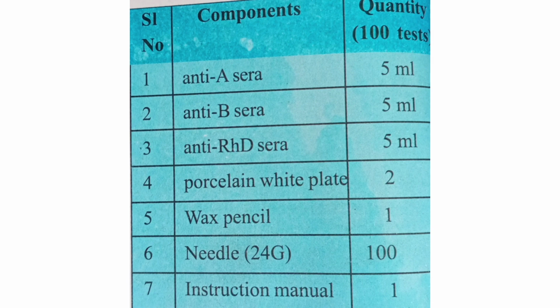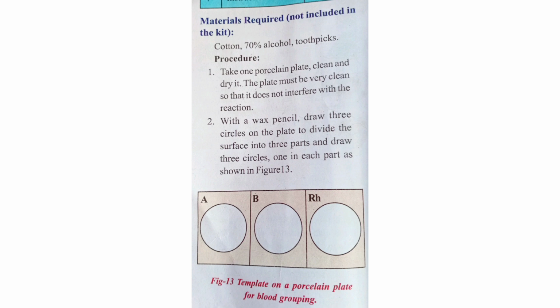Students, observe the table carefully. Procedure. First point, take one porcelain plate, clean and dry it. The plate must be very clean so that it does not interfere with the reaction. Second point, with a wax pencil, draw 3 circles on the plate to divide the surface into 3 parts, one circle in each part, as shown in figure 13.